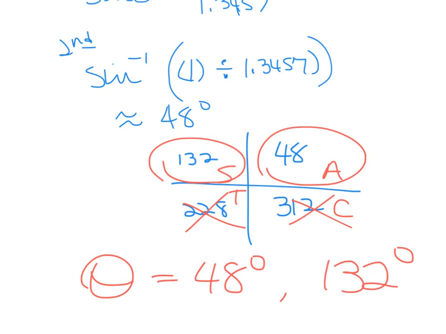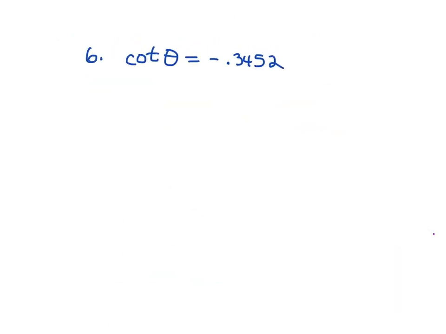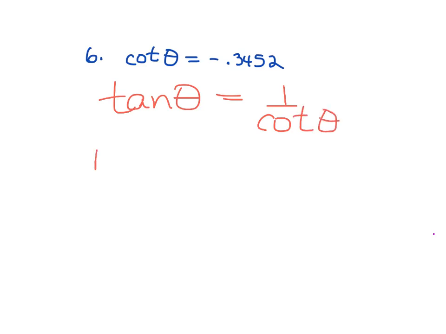Couple more examples and we're done. Number 6, I think 2 more and we're done. Okay, so 6, again, cotangent, that's the reciprocal of tangent. So again, remember tangent of theta is equal to 1 over cotangent. So here, tangent theta equals 1 over negative 0.3452.